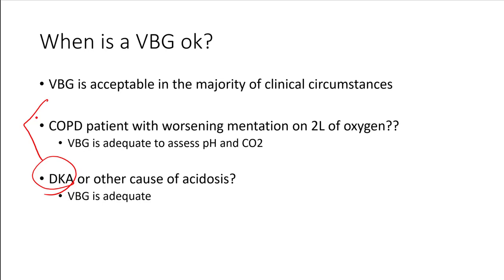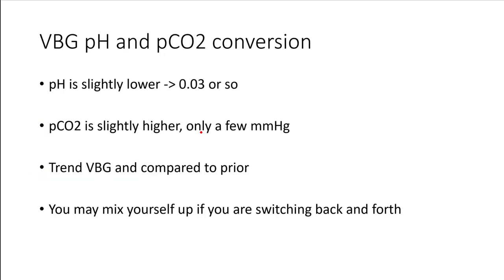So I would just veer on the side of ordering VBGs for most of your floor patients, step down patients, people who you're looking for the pH or the PCO2 on. I would stick with the VBG. And knowing that, you just have to realize there's a slight conversion. The pH is a little bit lower because there's a little bit more acid in the venous system, and the PCO2 is a little bit higher.